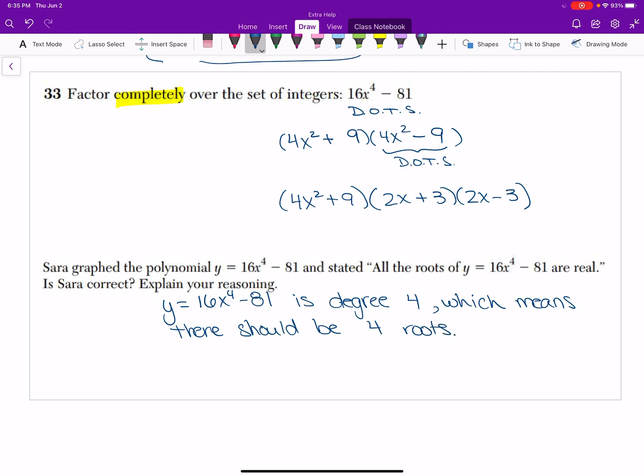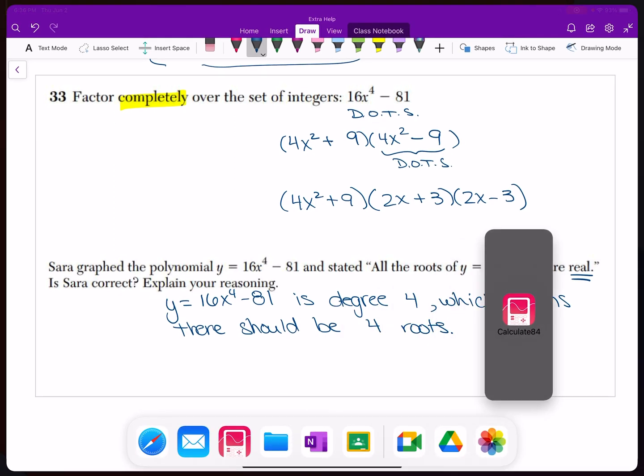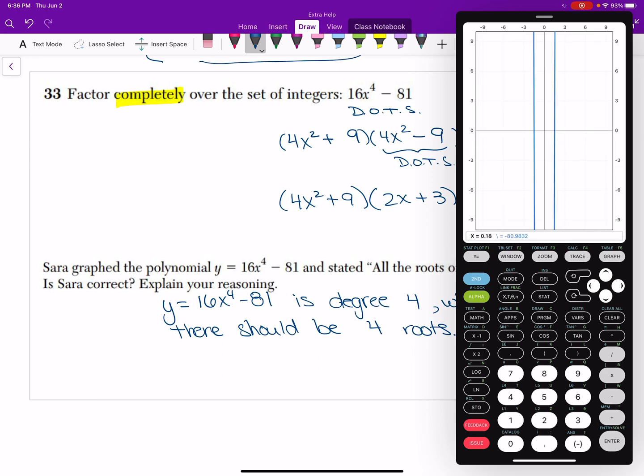This is not the first question that we've had where we're talking about roots being real or, on the opposite, imaginary. If they are real, they all become x-intercepts. So that means that if this is a degree 4 and there are 4 roots, if they are all real, there should be 4 x-intercepts. So if we go to graph this on our calculator, go to y equals, type in 16x to the fourth minus 81, and look at the graph.